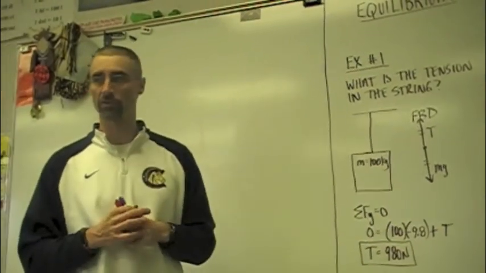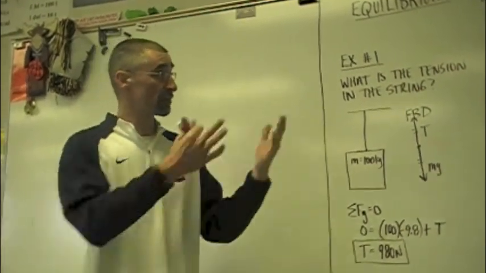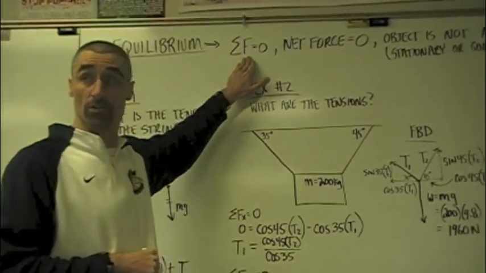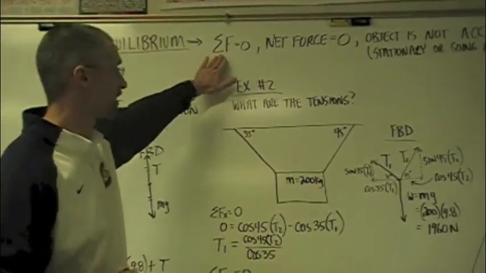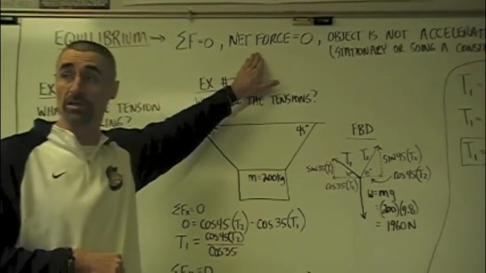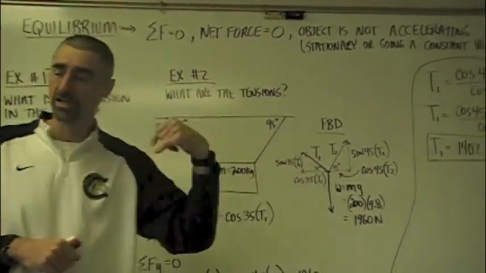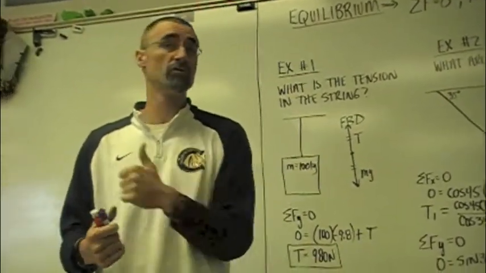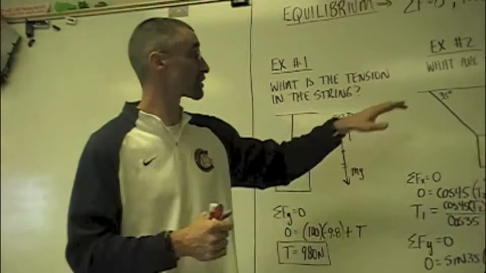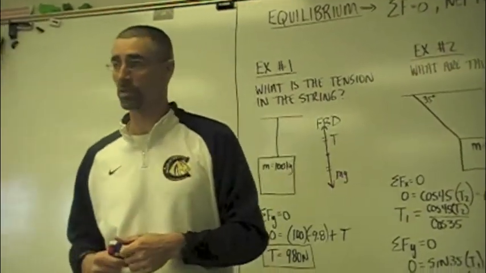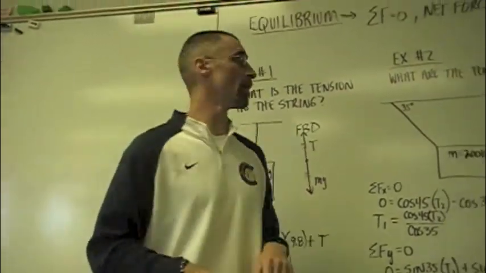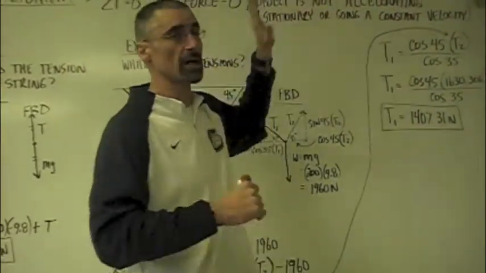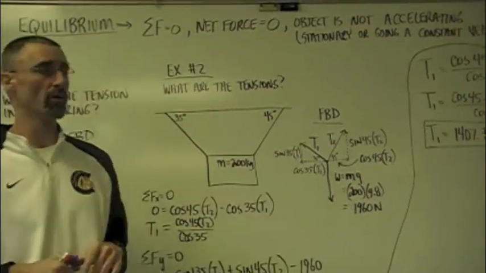We talked about it when you were freshmen, and the definition is right up here. The sum of the forces on the object is zero. Another way to say that is the net force on the object is zero. Because of Newton's second law, we all know that F equals ma. If your force is equal to zero, what's going to be your acceleration? Zero. So we can also say that the object is not accelerating. Okay?